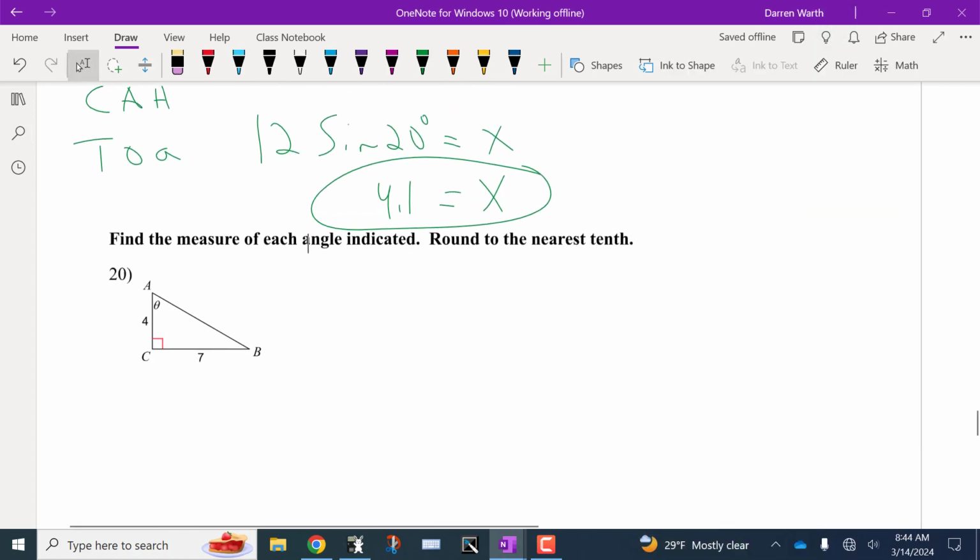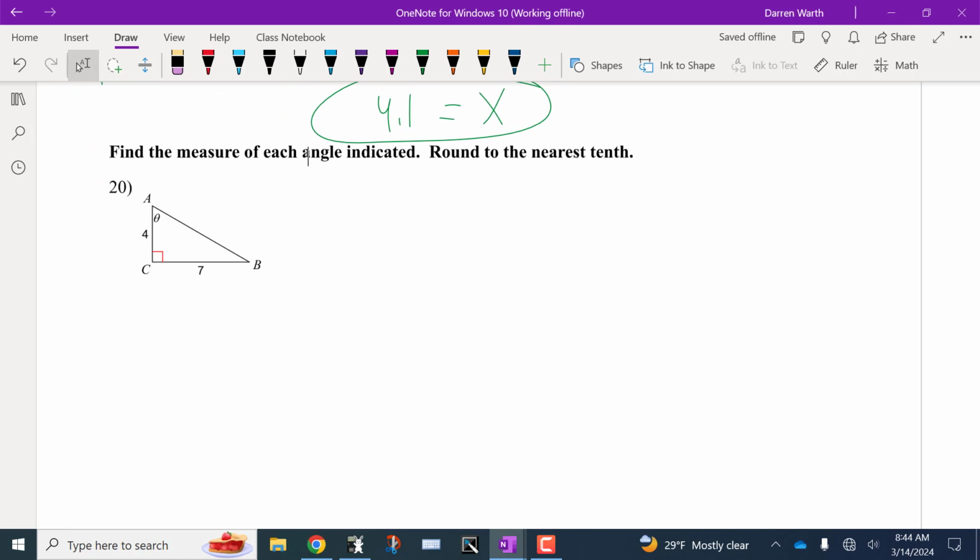Okay, now on this last problem right here. Now notice this time though, it says find the measure of each angle indicated, round to the nearest tenth. So the angle that I'm looking for is this angle right here. So when I'm working from that other angle, notice now this becomes my opposite side. This over here becomes my adjacent side. And this right here is going to be the hypotenuse. So it kind of switches up depending upon which angle you're working from.